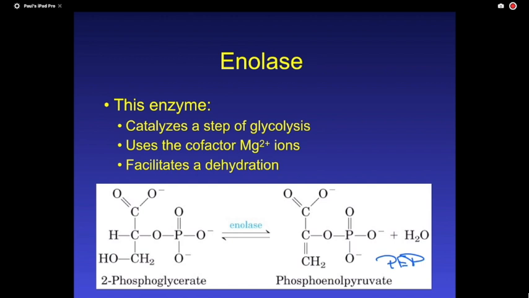Okay. Oh, good. Catalyzes a step in glycolysis. I'm glad I put the answer on there right for you. All right. Uses a cofactor. The other enzyme did not use a cofactor. This will. Okay. Facilitates dehydration. Okay. Dehydration. The loss of water.